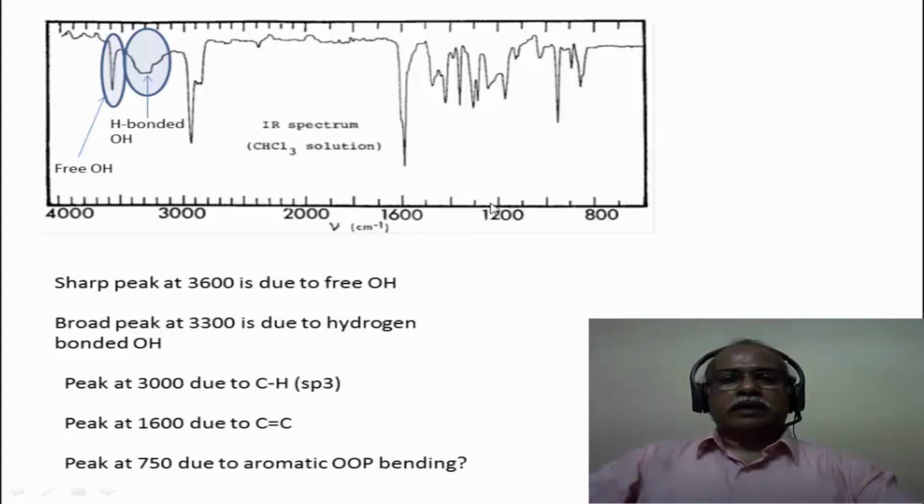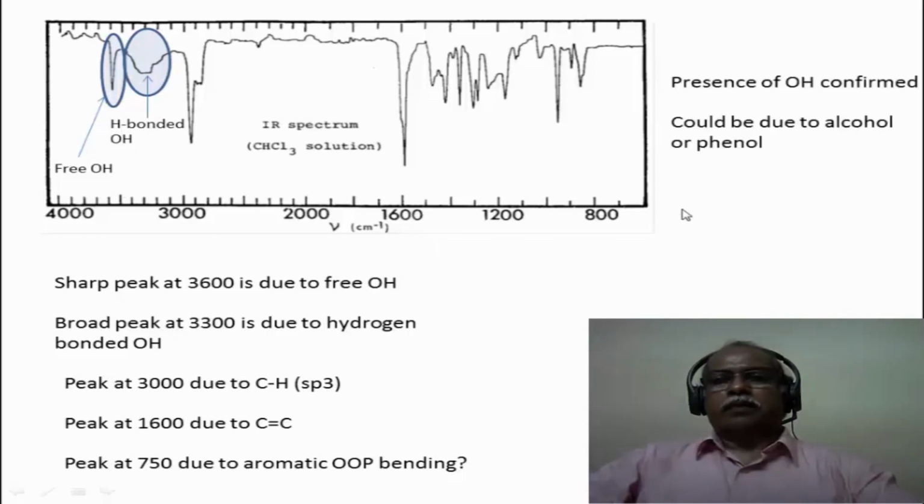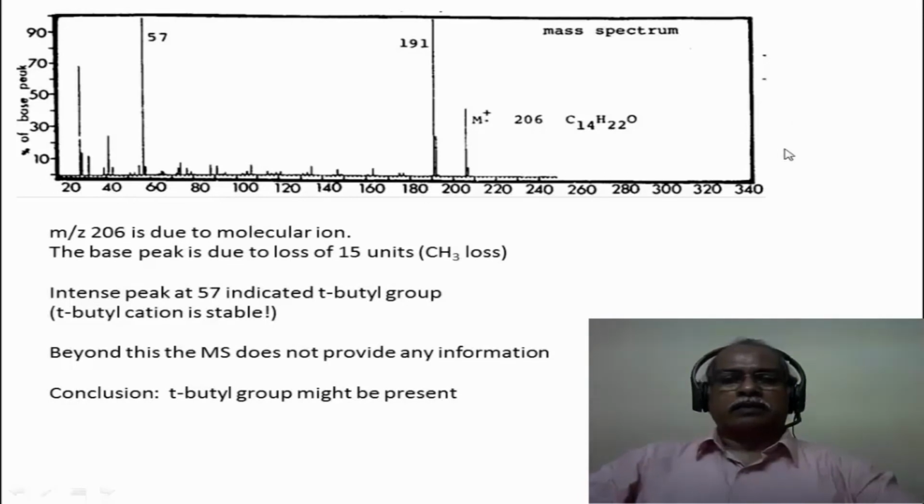One can also see the 1600 peak, which may be due to the aromatic C double bond C stretching frequency, and the peak around 850 or 900 is here, and that corresponds to an out of plane bending type of mode. We don't have to worry so much about this particular peak here. As long as we are able to see the OH peak as well as the C double bond C peak, we should be happy that we have got some information out of the spectrum of this kind. The presence of OH is confirmed. Could be a phenol or an alcohol is the conclusion that we are arriving at.